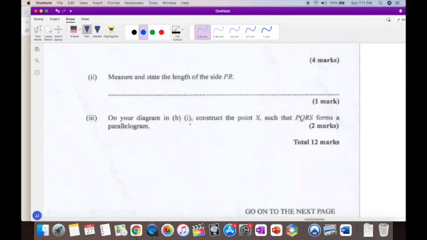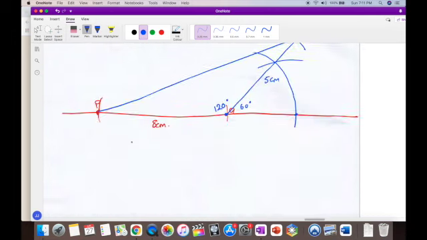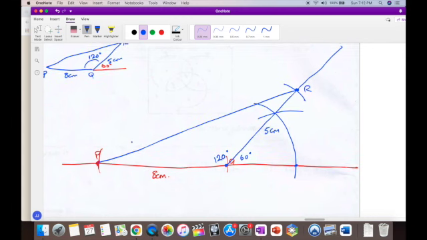On the diagram B1, construct the point S such that PQRS forms a parallelogram, right? So obviously we want the point S somewhere up here so that PQRS forms a parallelogram. So what we would have to do is construct another 60 degrees just like this, but we will have to do it from the point P. Construct a 60 degrees from the point P. So let's do that first.